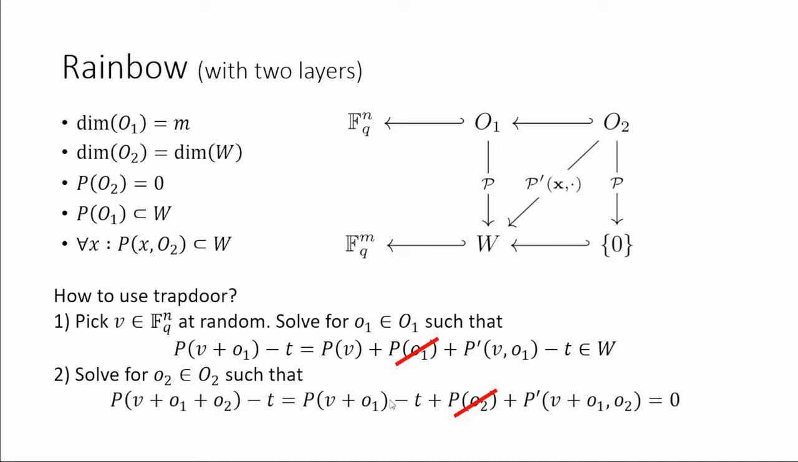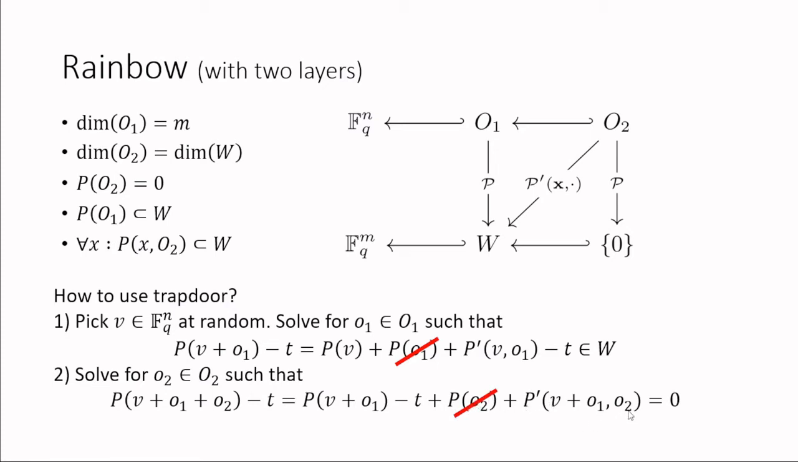And again, we can just write this out. You get something, P of V plus O1, which is fixed, minus T. And this is something in W, because that's what we guaranteed in the first step. Then we have this P of O2, which vanishes, because P vanishes on O2.